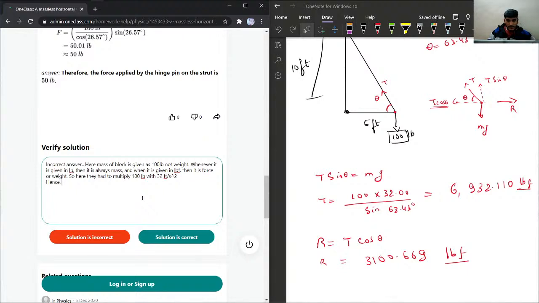Hence, the force on the strut will be 3100.669 lbf. I'll just put this in quotation marks. Yup. The solution given here is incorrect, and this is the correct way of solving these kinds of questions. We always have to multiply mass with acceleration. We cannot take the mass as the weight of the system or the block.